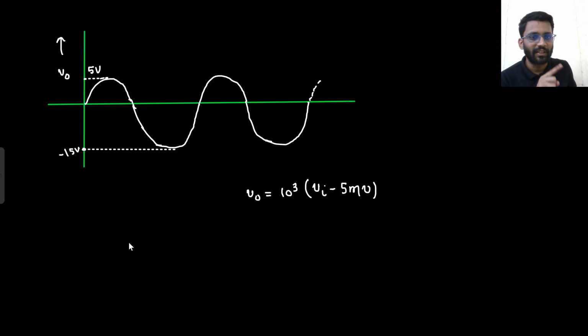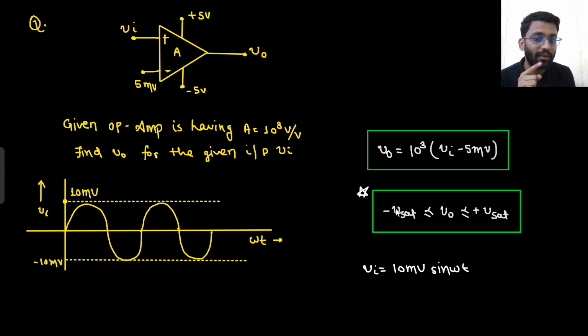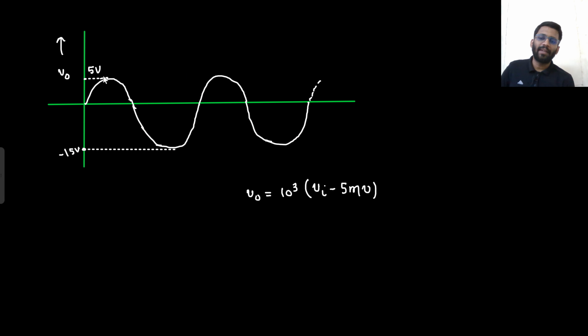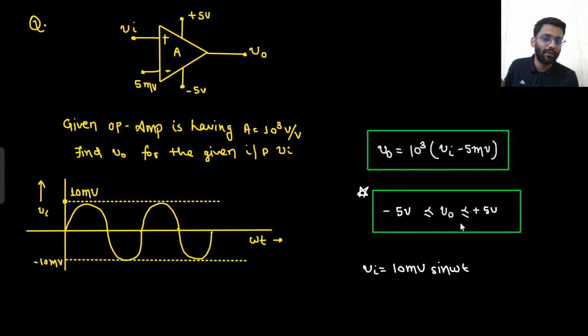But you need to make sure of one thing. What is that thing? That your output cannot go below minus V sat. What is minus V sat? Your output cannot go below minus 5, and it cannot rise above plus 5. So this is what you need to take care of: from minus 5 to plus 5 only. So tell me one thing, is my output rising above 5 volt? No, it is not rising above 5 volt. My output is up to 5 volt only, but it is going below minus 5 volt.